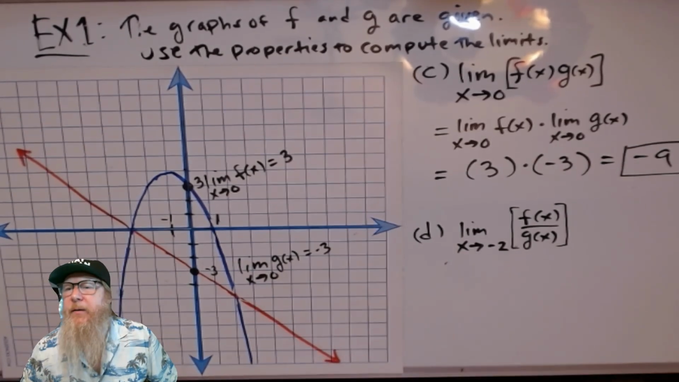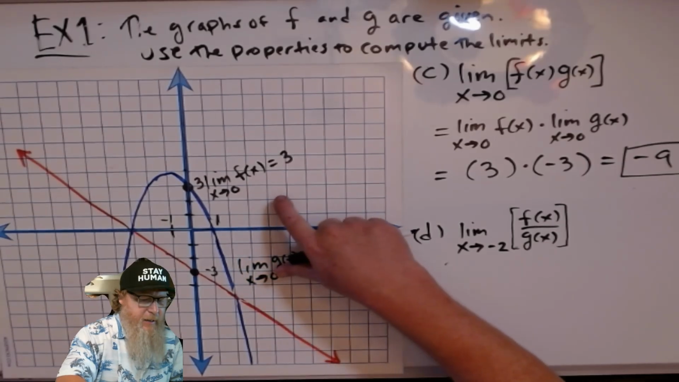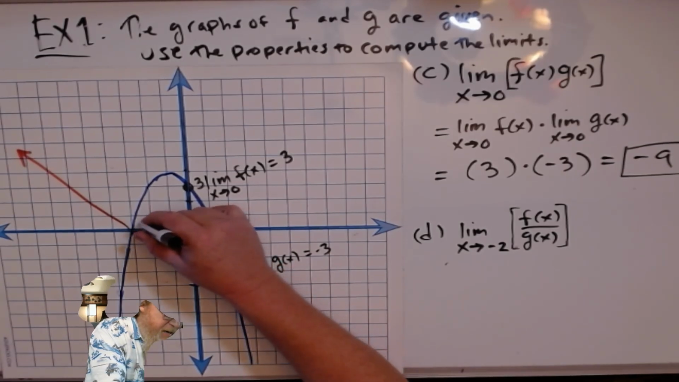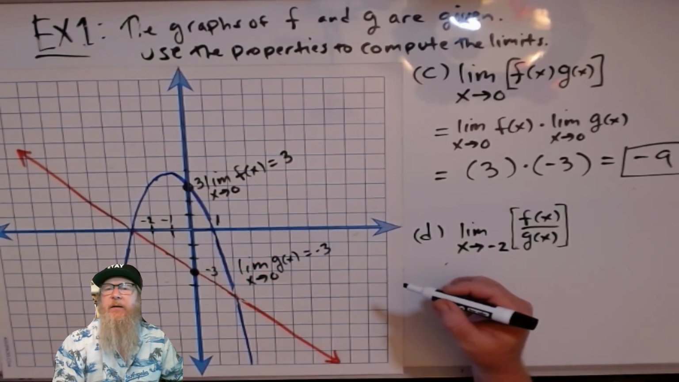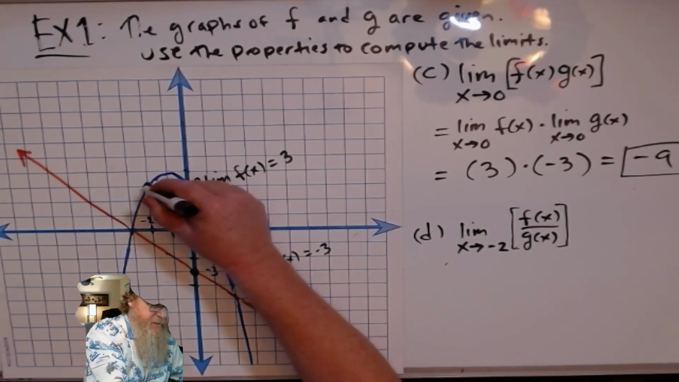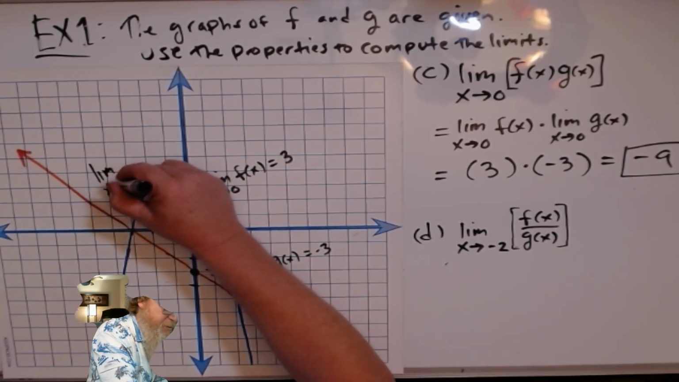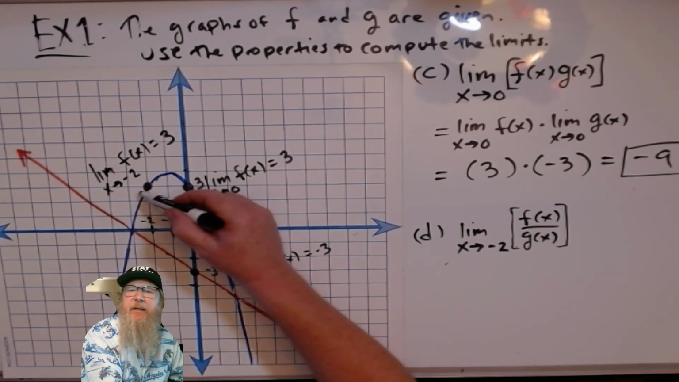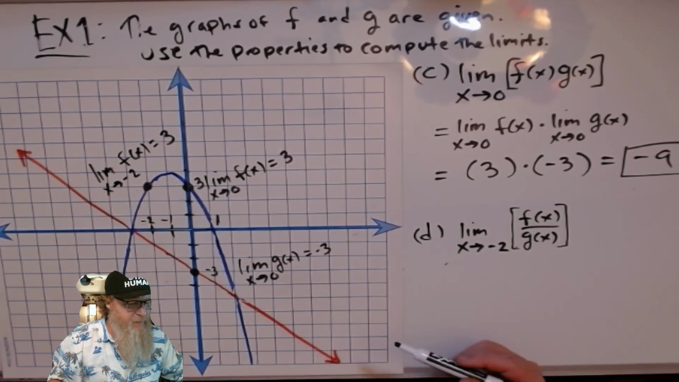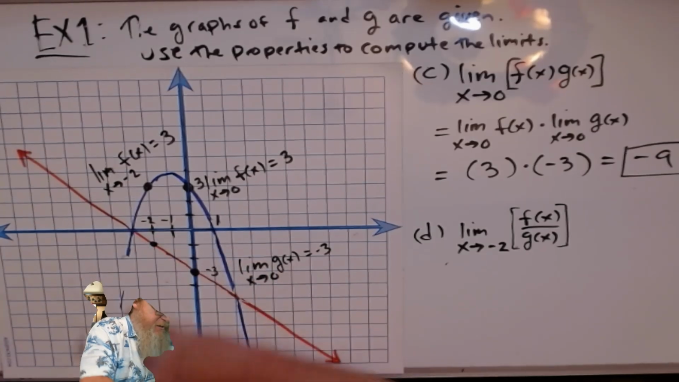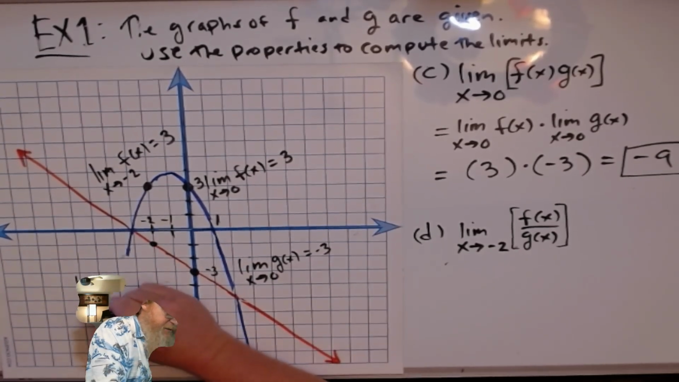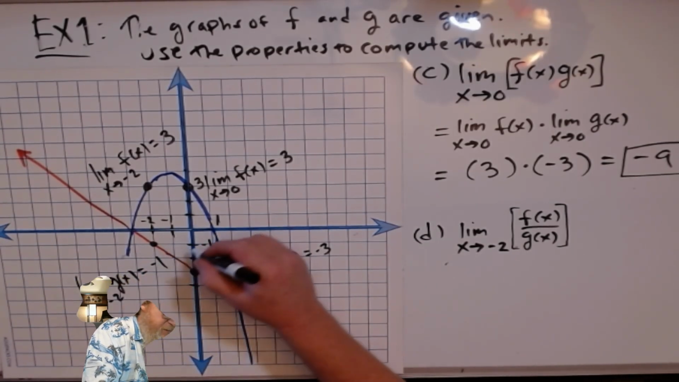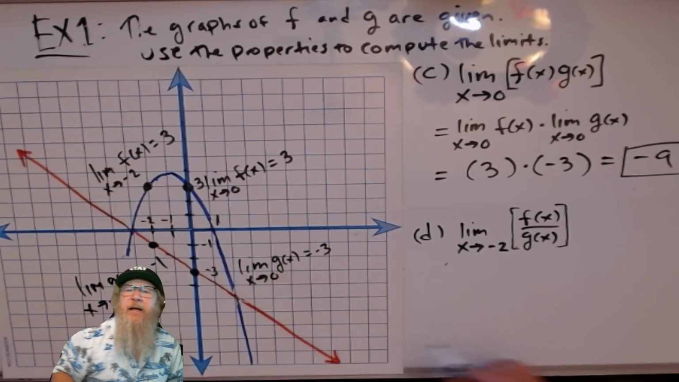And one more part. The limit as x approaches -2 now, so we're over here at -2. So the limit as x approaches -2 of f is also 3. Yeah, it's the same y value. And then down here, the limit as x approaches -2 of g of x looks like -1. It's the y value at that point.